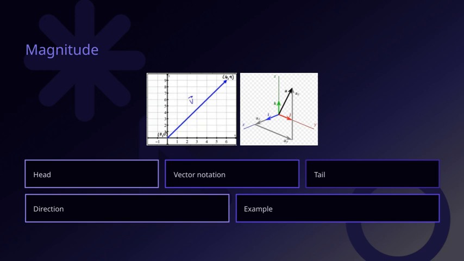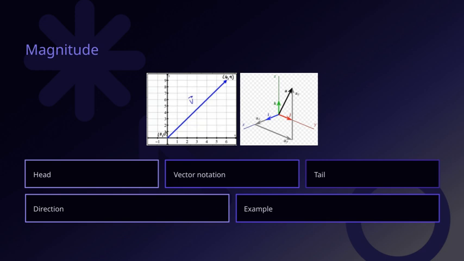Moving on, the direction of a vector is one of its most important features. It tells us where the vector is pointing in space, which is essential for understanding how it influences other quantities or systems. The head of the vector is the endpoint, the tip that shows the vector's final position from its tail. Visualizing the head helps us understand the vector's overall placement and how it relates to other vectors.